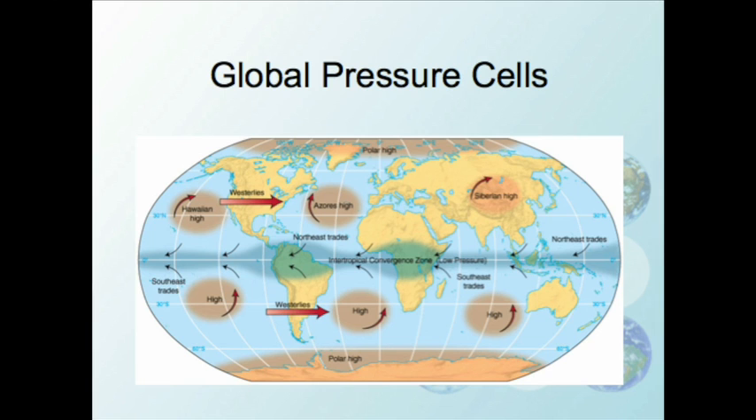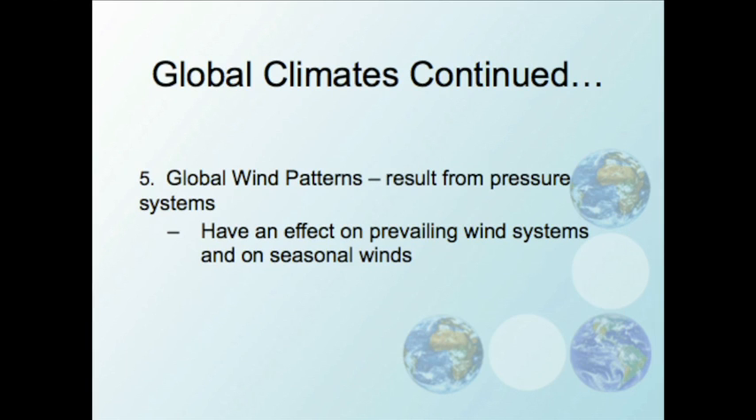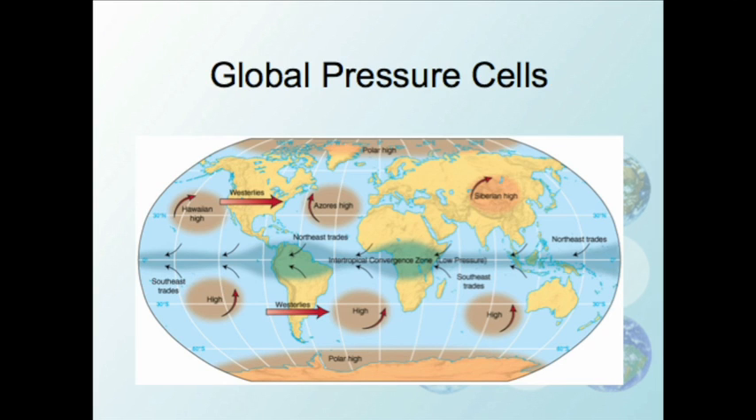And then there are these winds blowing between that have been very historically important to things like navigation, especially when we were traveling by wind power. So you have things like the northeast trade winds that enabled Europeans to travel through wind power to places in the Americas. So then the global wind patterns result from these pressure systems and have an effect on the prevailing wind systems in different areas.